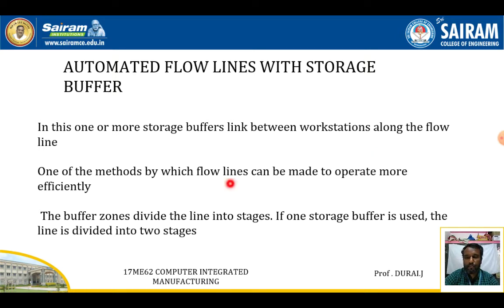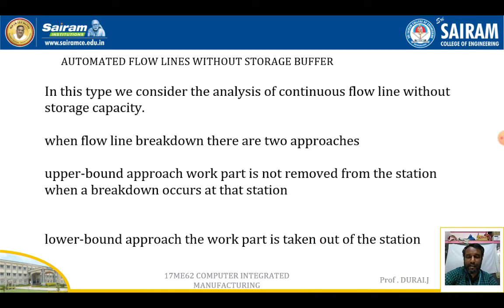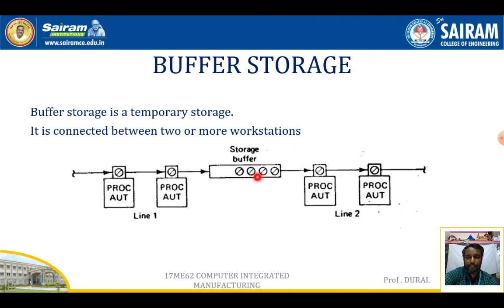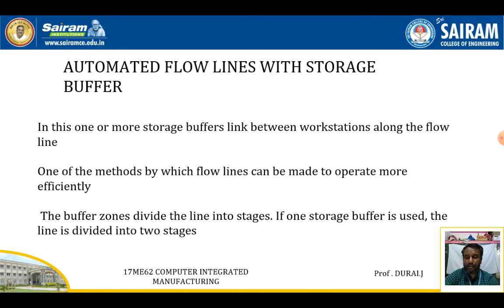Then comes the with-storage case. This is one of the methods by which flow lines can be made to operate more efficiently. The buffer zone divides the line into two stages. If one storage buffer is used, the line is divided into two stages. Here only one buffer storage has to be provided, so this is line 1 and this is line 2. That is called a two-line buffer storage system.